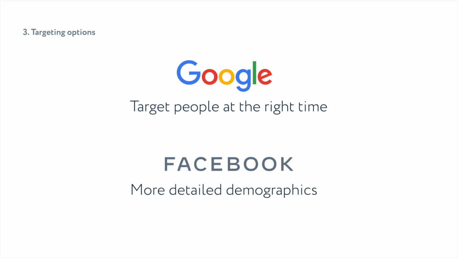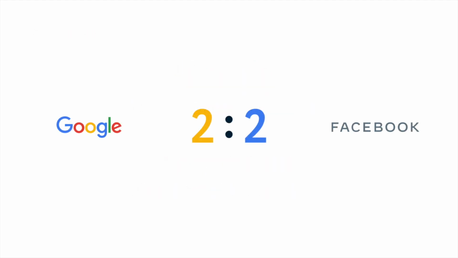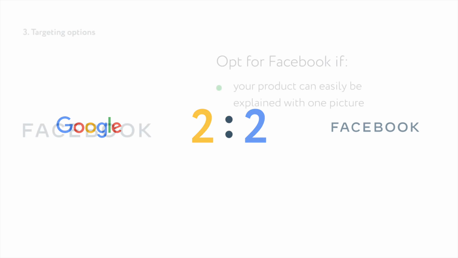Facebook allows for significantly more detailed demographics, hobbies, and interests targeting, as people are more inclined to share more personal info on social media. Facebook also knows a bit more about user shopping habits and can set priorities to show ads to people who are more likely to buy something. As far as targeting options go, each platform is good for its purposes, so it's a tie.